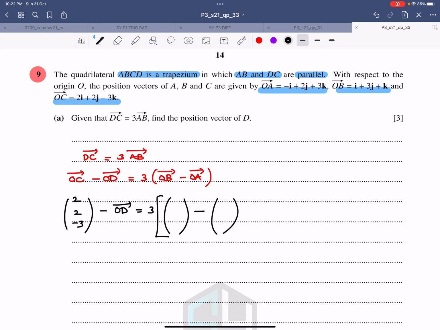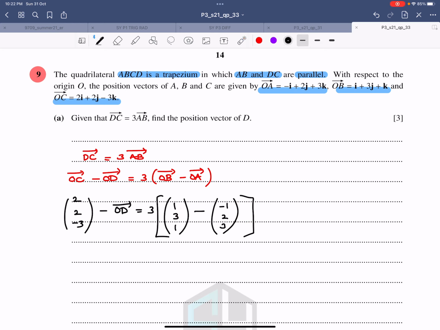So this is OB, which is (1, 3, 1), and OA is (-1, 2, 3). Double check. This is (2, 2, -3). That's done. OA is (-1, 2, 3), and this is (1, 3, 1). And there is a 3 over here.